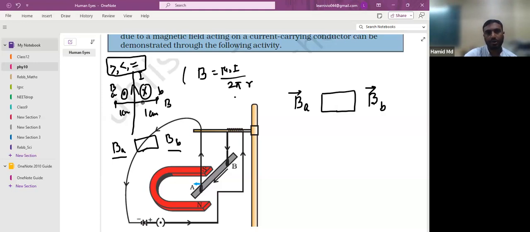Verify this dot and cross. This is the direction of current. So the right hand thumb rule: if the thumb is in the direction of current, and you curl the fingers, it will give you the direction of the magnetic field. So at the left side, it is coming out of the paper, and on the right side it is going into the paper. One is coming and one is going. This is clear or not?